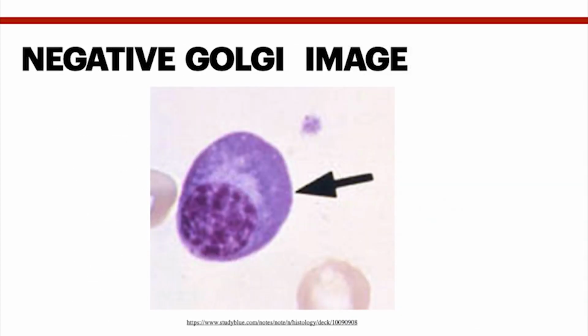The Golgi complex does not take up stains very well, but it shows a large, relatively clear perinuclear area against the basophilic cytoplasm of the plasma cell. This is called the negative Golgi image.